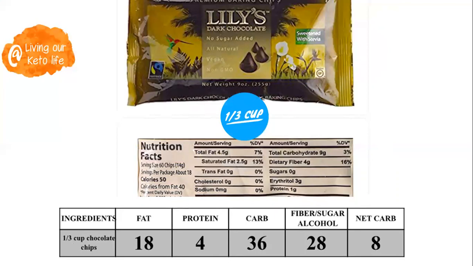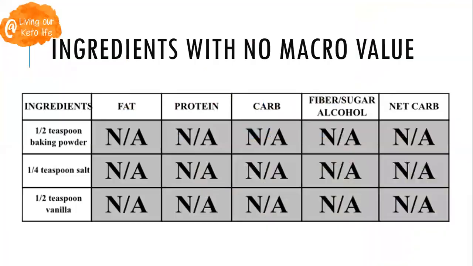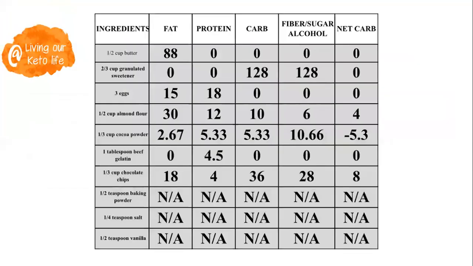So the fat's 18, protein's 4, full carbs is 36, but when I deduct the fiber and the erythritol, I get 8 net carbs. Okay, and then I have ingredients that just don't have a macro value. Some people's vanilla does, so check your vanilla. Mine does not. And then we have all of these. So this is what it looks like in my columns, right?